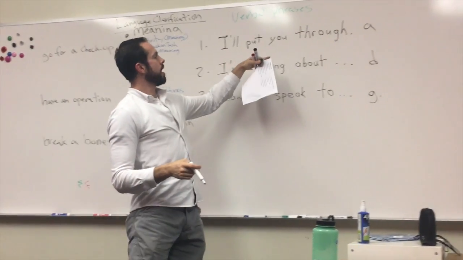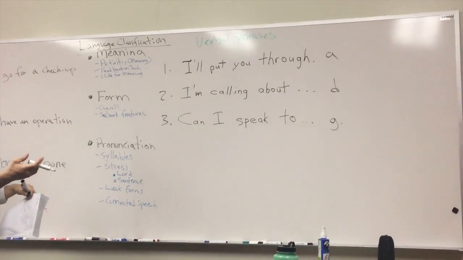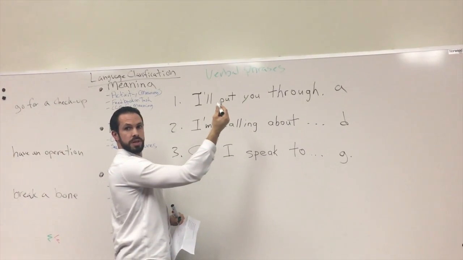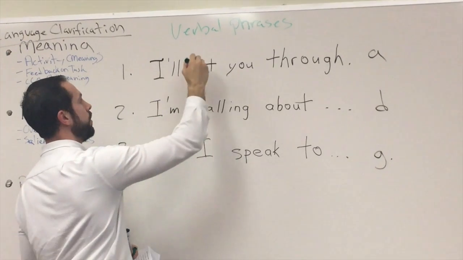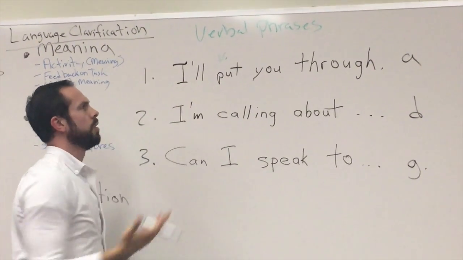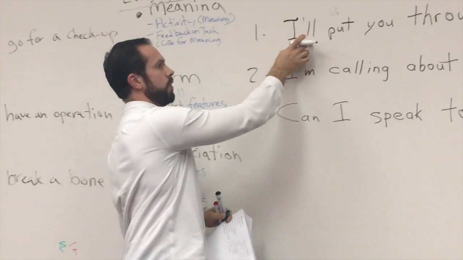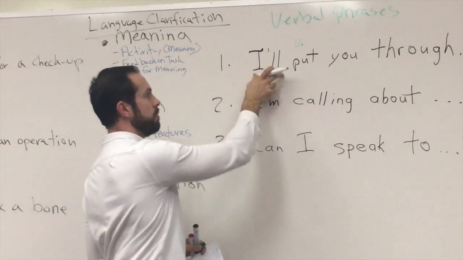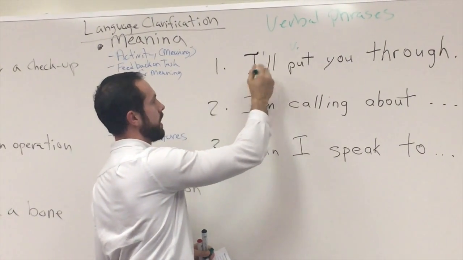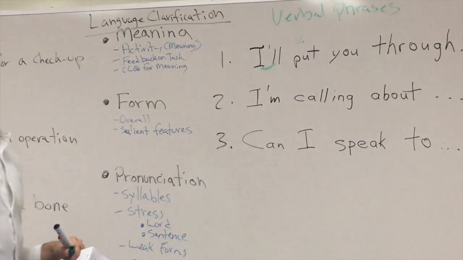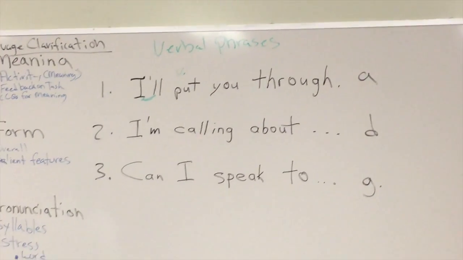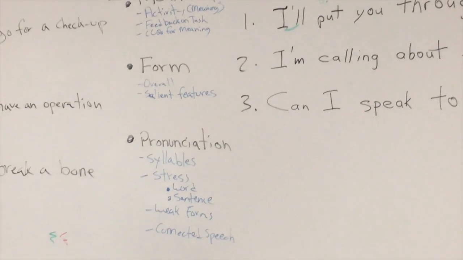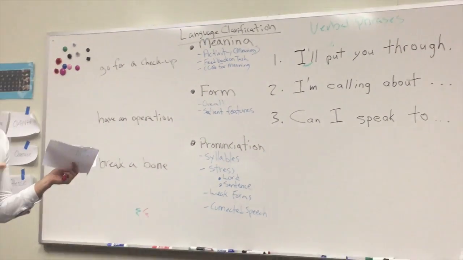So here, I'll put you through. All right, so we say, where's the main verb? Put. Good. So main verb. What's this a contraction of? What two words? I and will. Will being a modal verb with contraction. So you can point this out, and you might want to mention different uses of it.